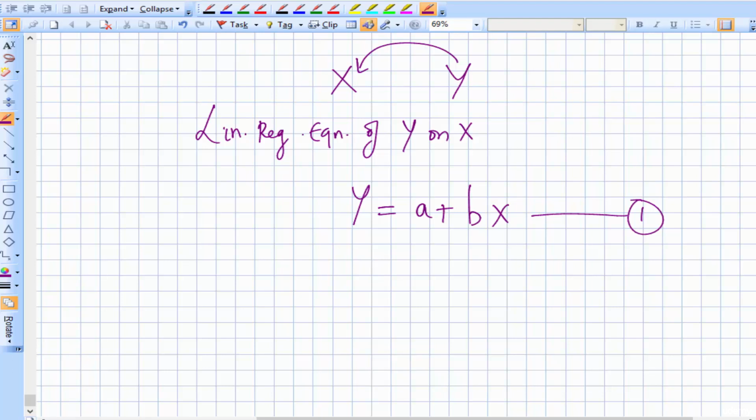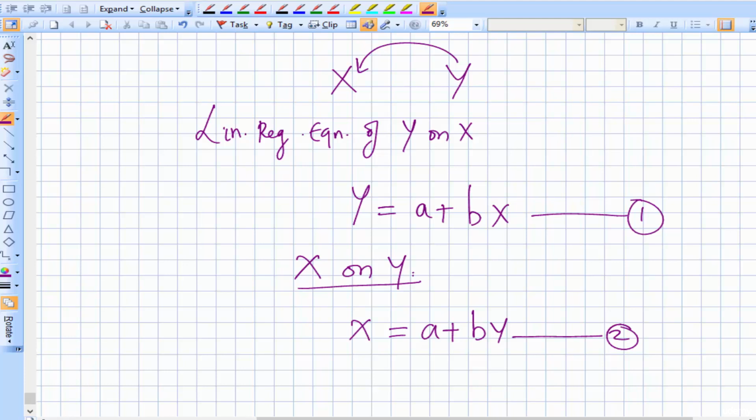We can also have an equation where x is dependent on y, in which case the equation is going to be x is equal to a plus by. So I'll call this equation 2. So we have two equations now. Equation 1, y is equal to a plus bx. Equation 2, x is equal to a plus by.